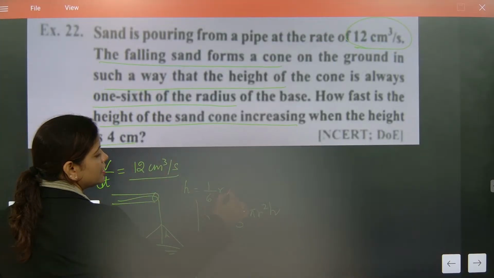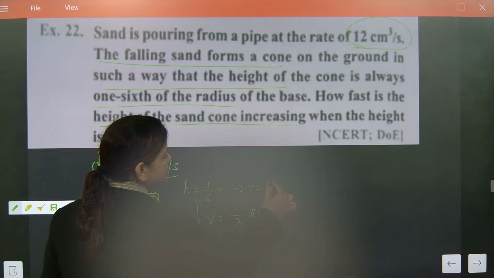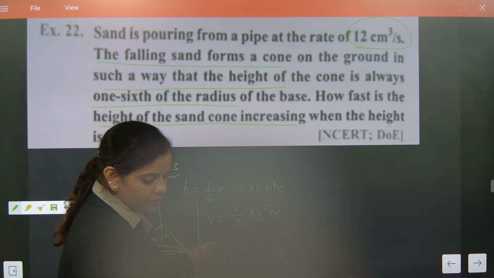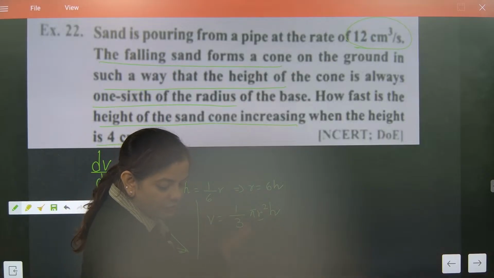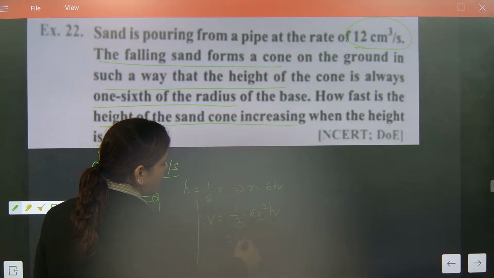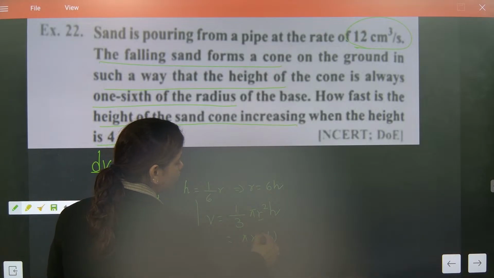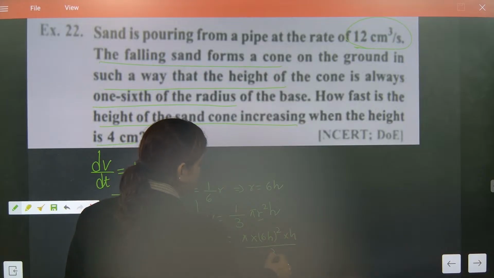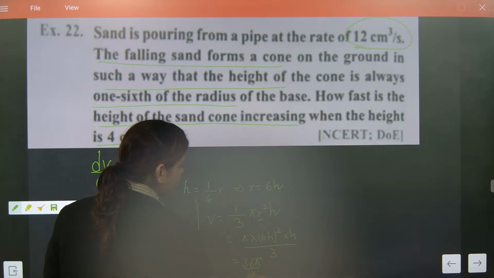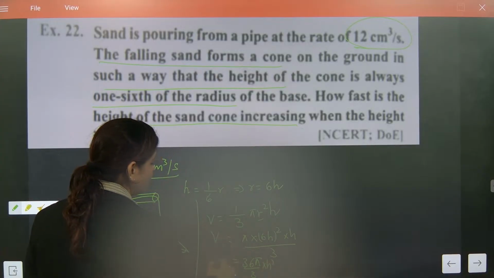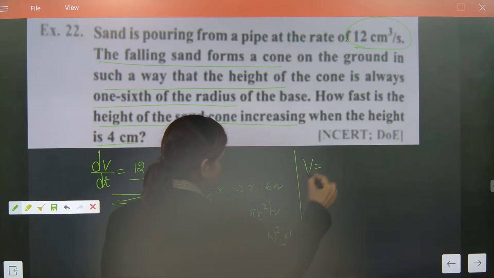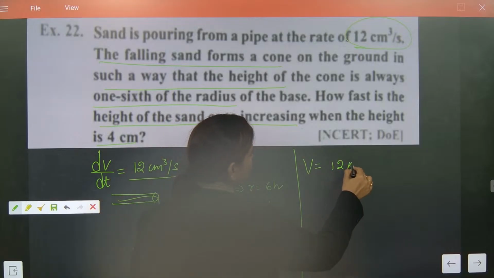Now beta, r can be written as 6h. Correct? So shall we remove this r? If we remove this r, the entire expression will get converted into terms of height. So how much will it become? Pi into (6h) whole square into h by 3, beta. Then how much will it be? 36 pi by 3 into h cube. That is the volume. So here this and this will get cancelled. Volume is coming as 12 pi h cube.